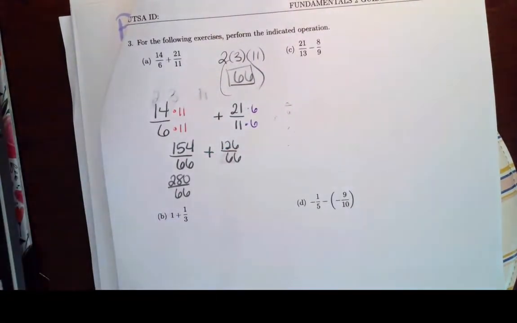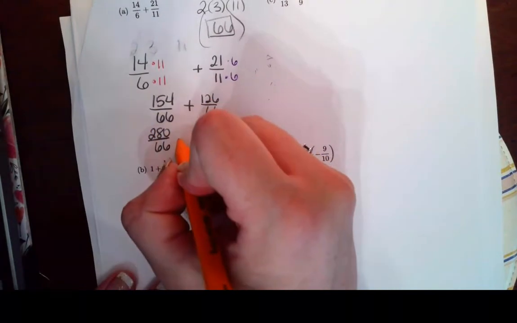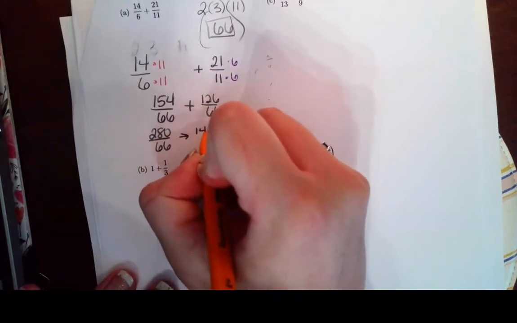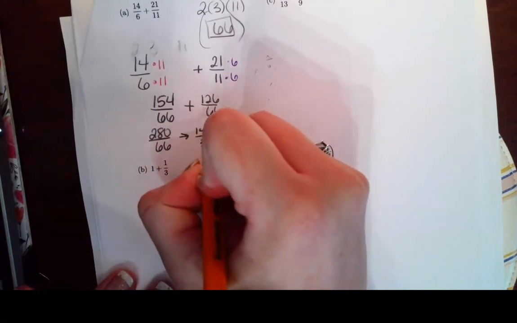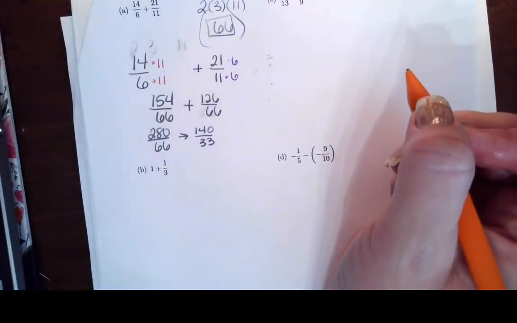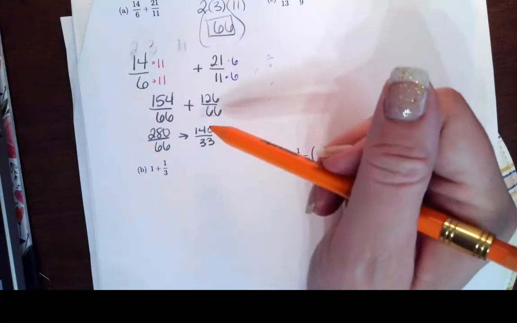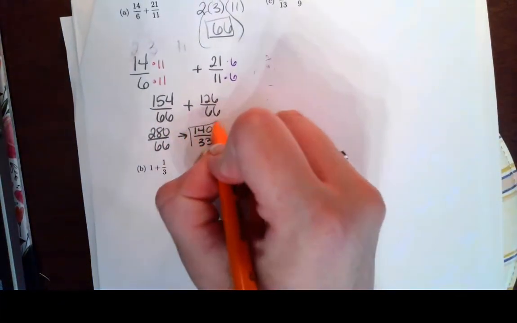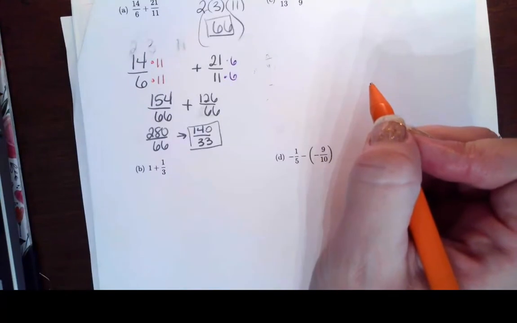Over 66. So I need to reduce that 280 and the 66. I know that they can both reduce by 2's, so I'm going to divide the top and the bottom by 2. And then 33 has factors of 3 and 11, neither one of which go into 140. So this is your final reduced form for the fraction.